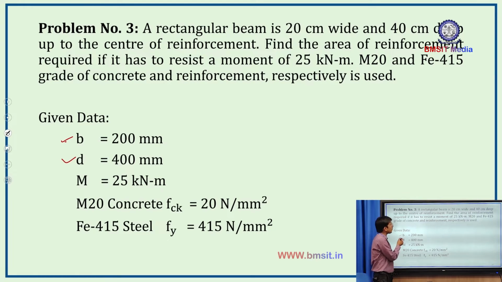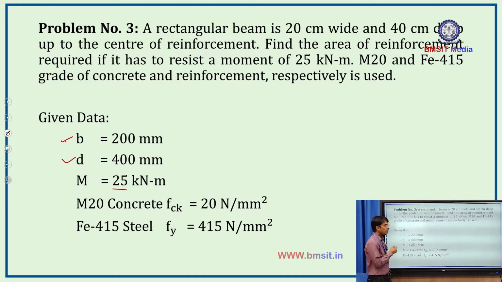Only the word moment is there, so we can say this is the maximum moment, not the ultimate moment. So M is 25 kilonewton meter, and M20 and Fe415 is the grade of material. We can say that this is the characteristic strength of the concrete, and this is the yield strength of the steel. This information we have in the question. Now we start the solution.